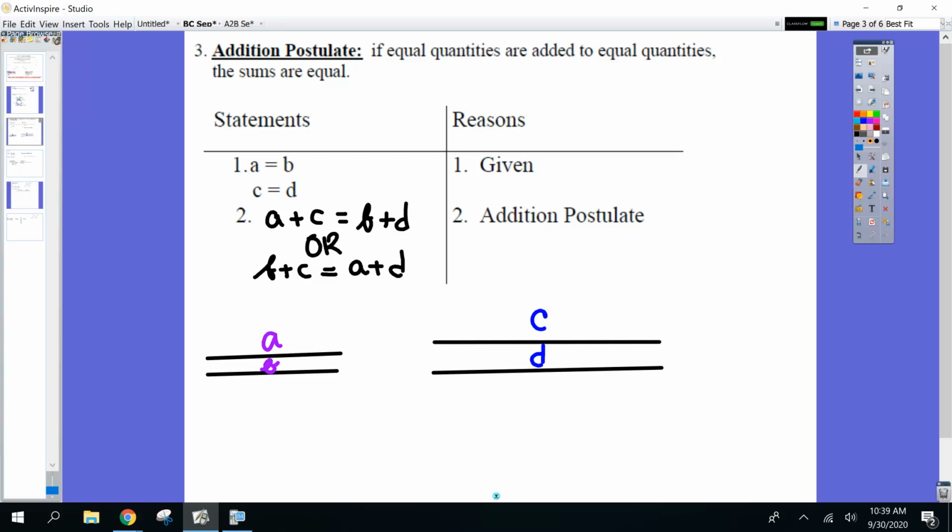Okay? Kyla, go ahead. Is there a subtraction postulate? There is. That is coming up tomorrow. Yep. Other questions? All right, so we have reflexive, substitution, and now addition.